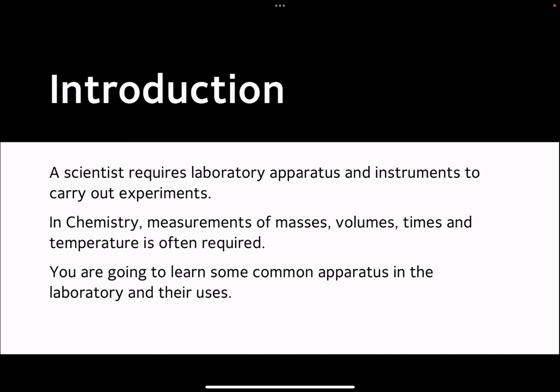So, just a brief introduction. We know that in any science experiment, apparatus is a very important part of it. A scientist usually will need a lot of laboratory apparatus and instruments to carry out experiments. And in chemistry, these measurements are often required. So we are going to take a look at some of the apparatus and their uses.